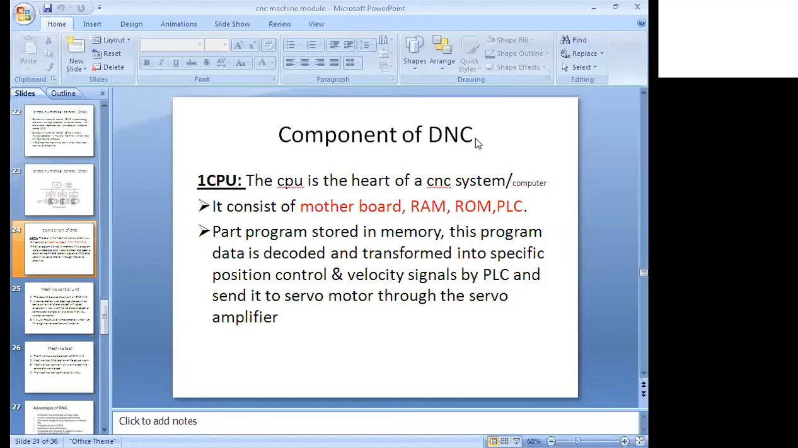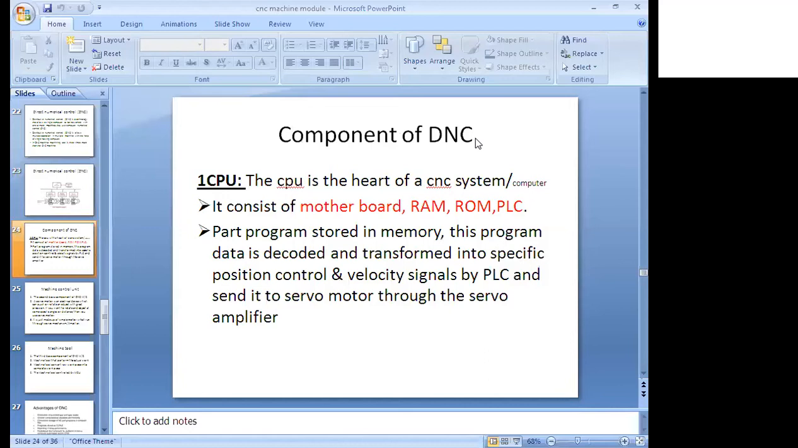These are helpful to store the program and convert it from one form to another. These are the things in the CPU. The third one is the part program stored in memory. This program data is decoded and transformed into specific position, control and velocity signals by the PLC and sent to the servo motor through a servo amplifier.